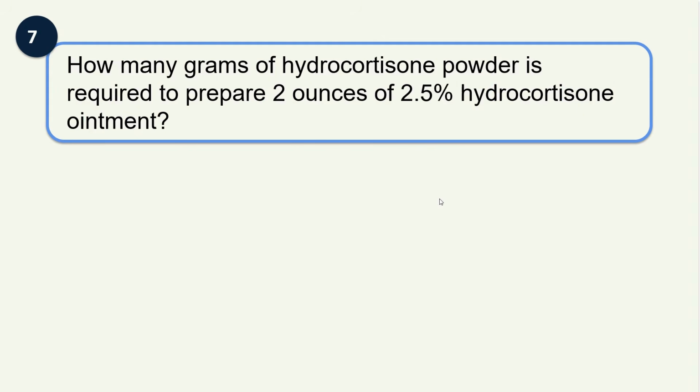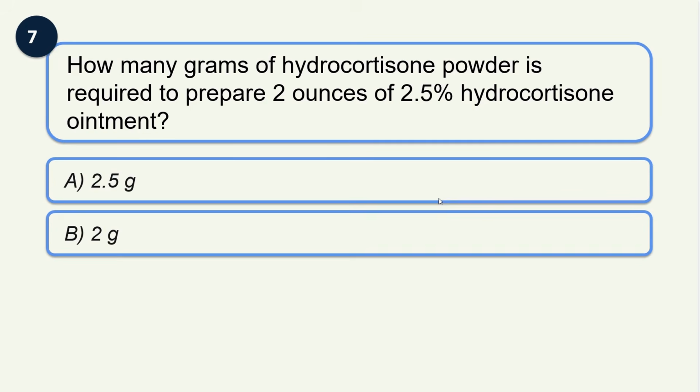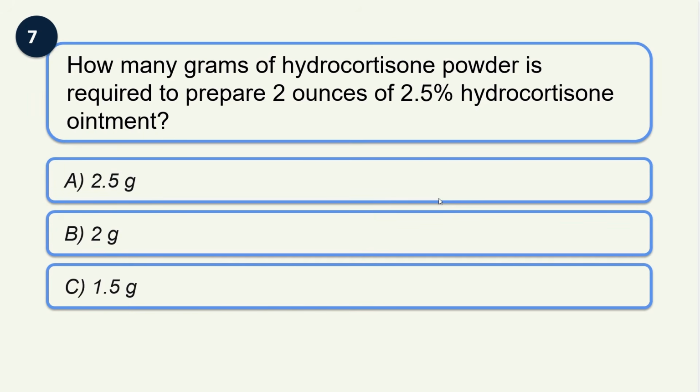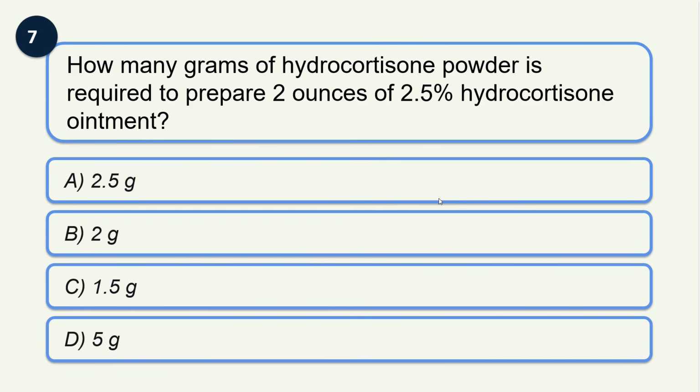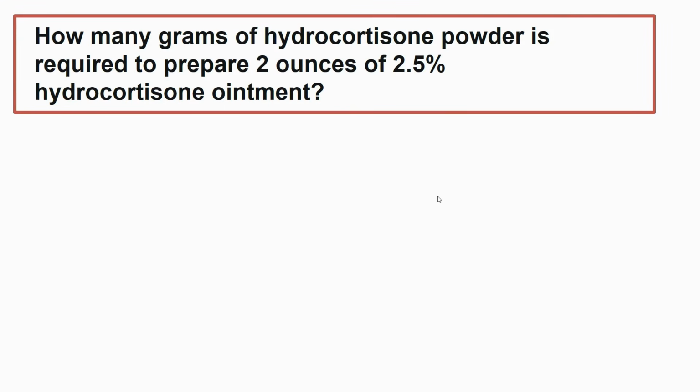Next, how many grams of hydrocortisone powder are required to prepare 2 ounces of 2.5% hydrocortisone ointment? A. 2.5 grams, B. 2 grams, C. 1.5 grams, D. 5 grams. The correct answer is 1.5 grams. Let's solve how we get that one.